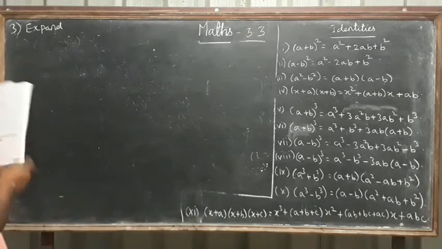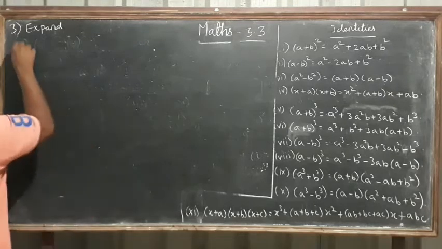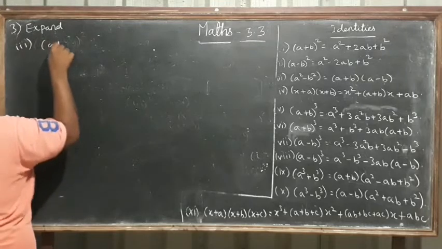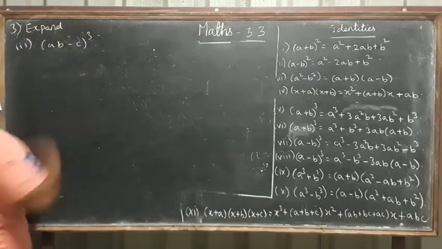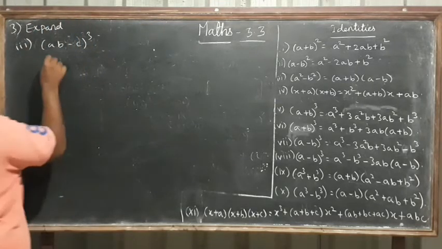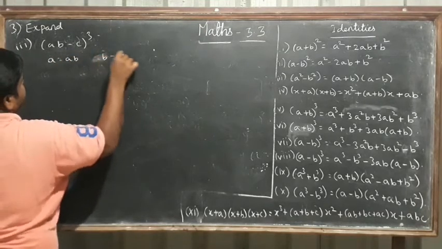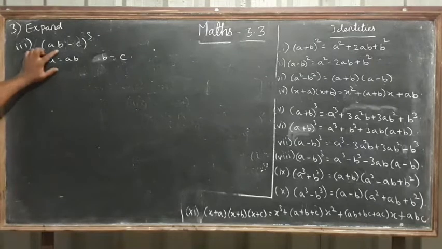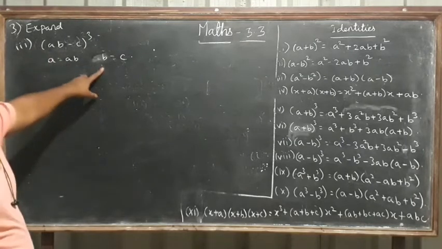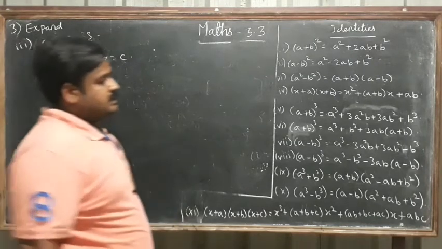Then third sum, ab minus c the whole cube. So what is a here? A is ab and b is c. I have to be very clear. A is ab and b is c. Right? Just substitute the formula.